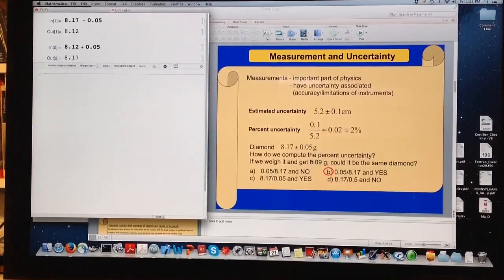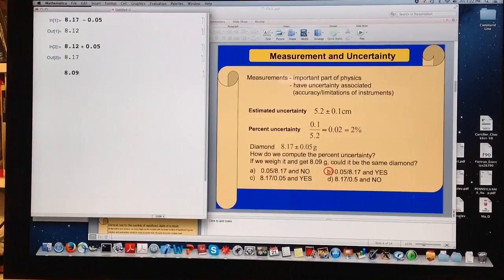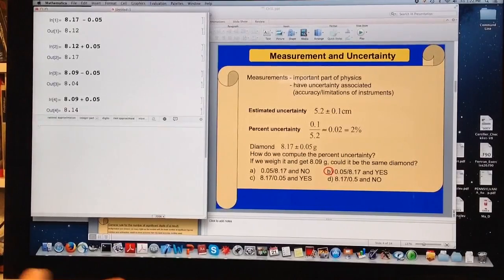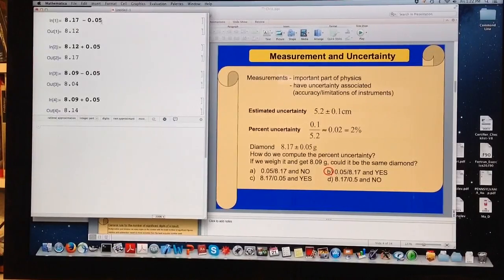Well, but this 8.09 is an independent measurement, and it also has an uncertainty of 0.05 associated with it. That means when you measure 8.09, what that measurement actually means is something between 8.04 and 8.14. So the first measurement has an uncertainty of this 0.05, so that means something between 8.12 and 8.17. The second measurement that you took is between 8.04 and 8.14.